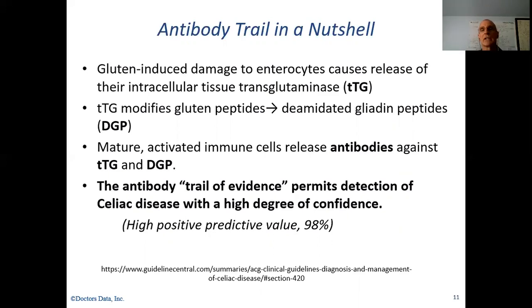Concomitantly, we have activation of natural killer cells, which further beat up on the enterocytes. However, this release of these antibodies by these mature immune cells is not really known to cause damage to the enterocytes per se, but rather they provide us with an incredible tool so that we can follow this trail of evidence towards the detection of celiac and non-celiac gluten sensitivity with a high degree of confidence. That is a very high positive predictive value of the serology testing at about 98%.